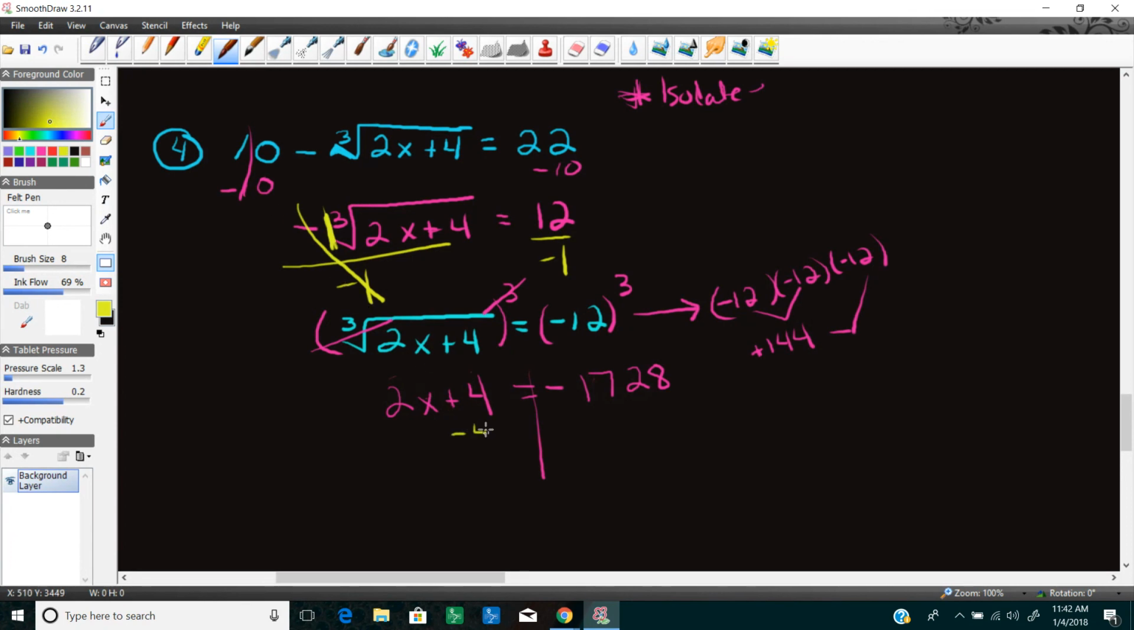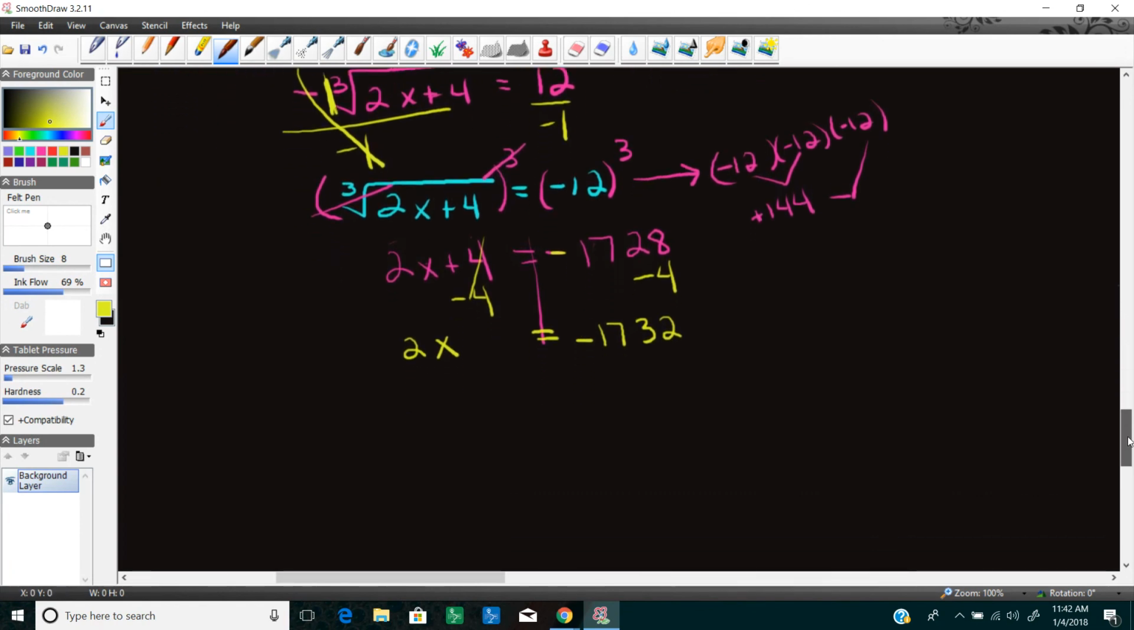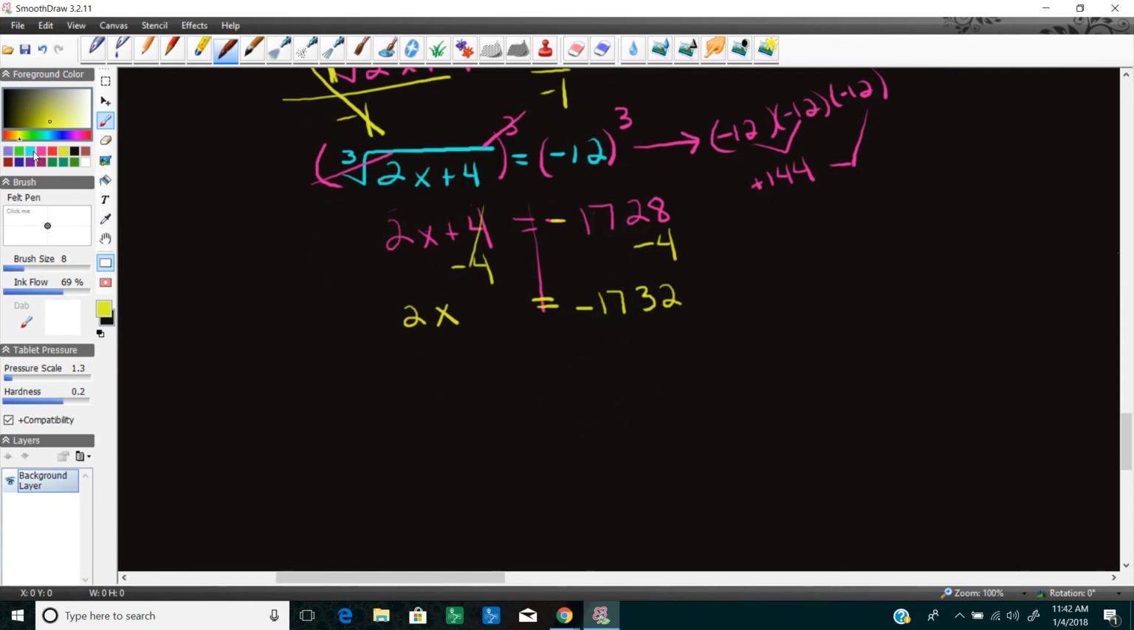We get rid of the 4, so minus 4 on both sides. Okay, and we're left with, oh, I'm sorry, just 2x equals negative 1728 minus 4, which is going to give us negative 1732. Remember that we have two negatives, and we're just kind of adding them. We are subtracting them. We add them and keep the sign. Okay. So last step, divide by 2, both sides.